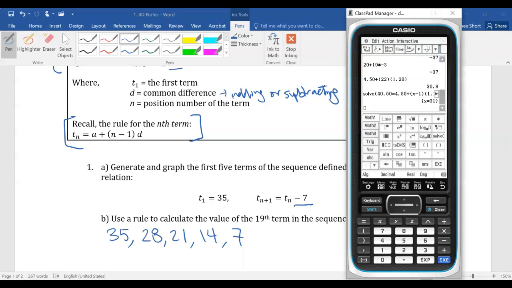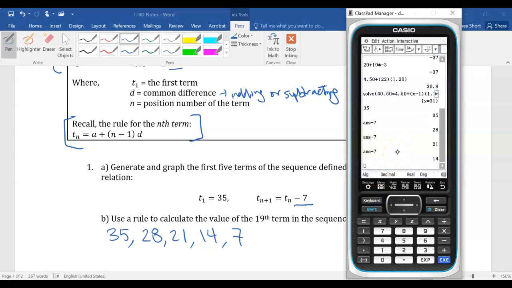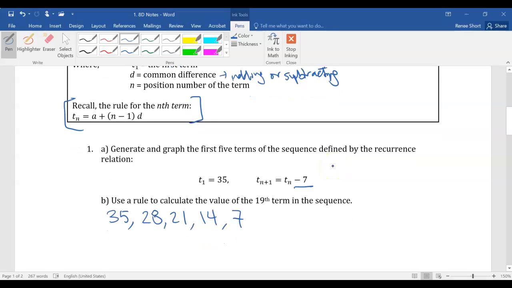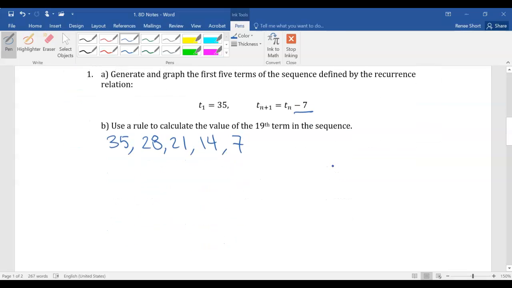Just a reminder, you could have done that in your calculator as well by putting in your first term of 35 like we did last time, and then saying minus 7 and pressing enter. That'll give you the second term. And remember, if you keep pressing enter, I'll just move the keyboard so we can see it all on the same screen. If we keep pressing enter, we've now got the first, second, third, fourth, fifth term there, so we can see them all. Now, this question wanted us to graph the first 5 terms as well.